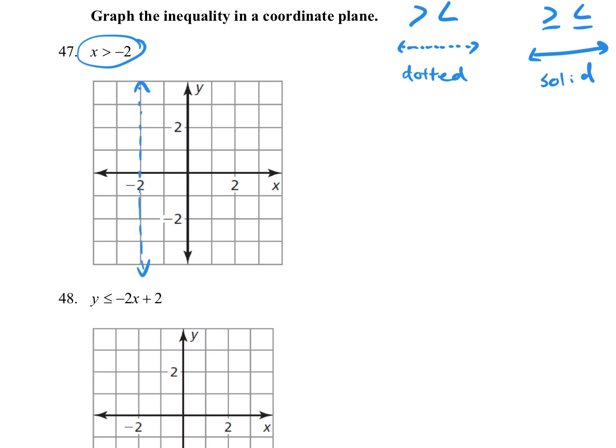And then we have to pick a number and see which way we're going to shade. So we could pick anything. Let's pick 0, 0. So if I plugged in 0 into x, is 0 greater than negative 2? Is that true? Is 0 greater than negative 2? Yeah, it's true. So we shade on the right side of the graph. We shade where numbers are greater than negative 2.